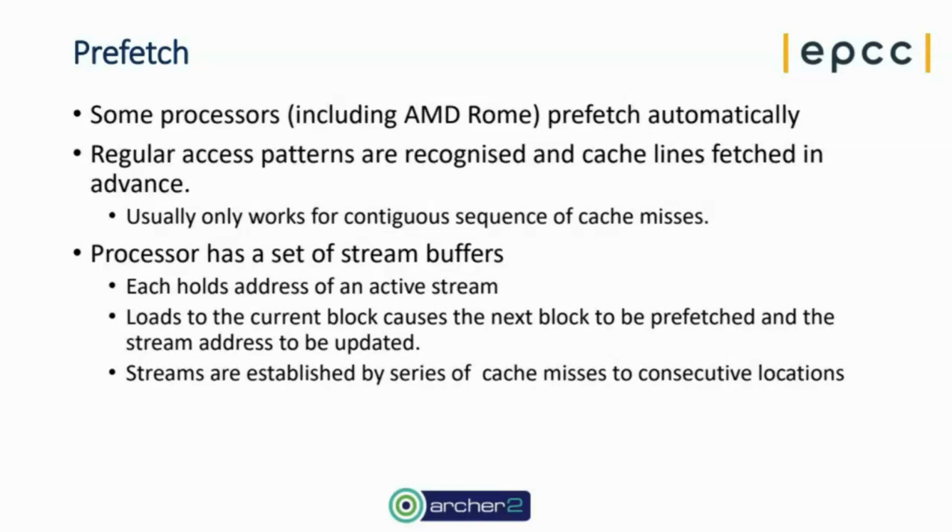So yeah, and while we're talking about prefetching, most modern processors do automatic prefetching. As we saw yesterday, very simple regular access patterns are recognized, and cache lines are then fetched in advance. It usually only works for contiguous sequences of cache misses. So it really only works if we're doing linear contiguous accesses through arrays.